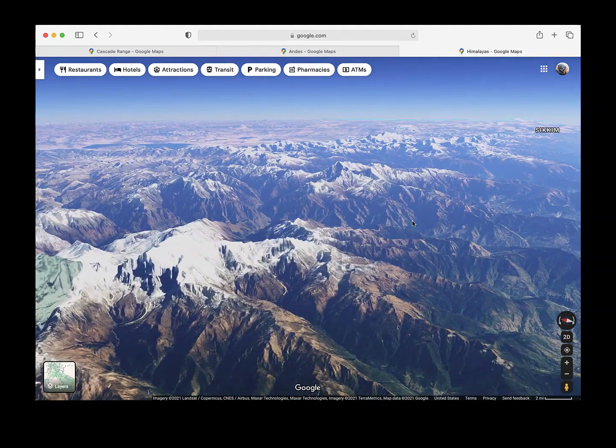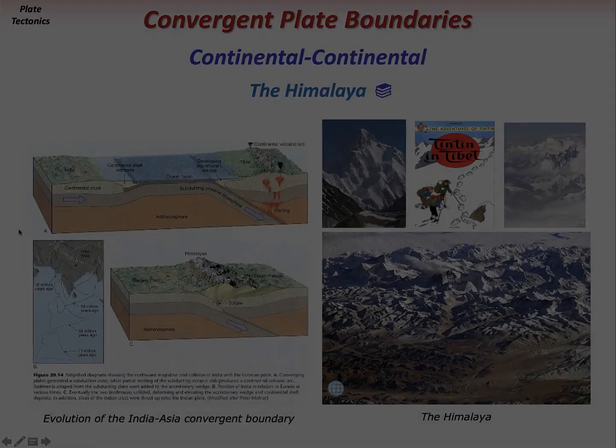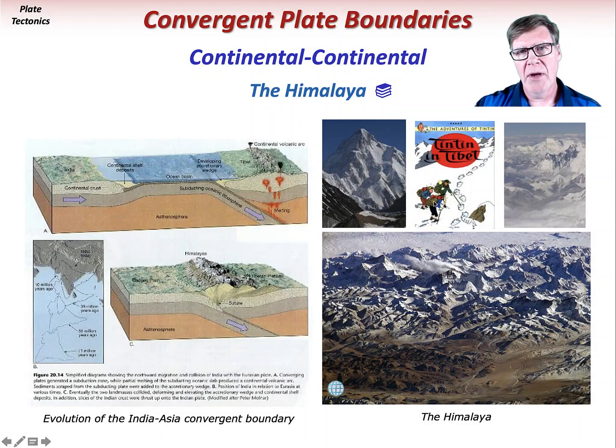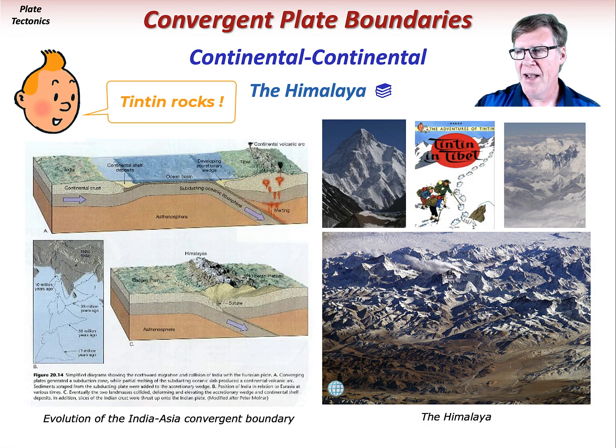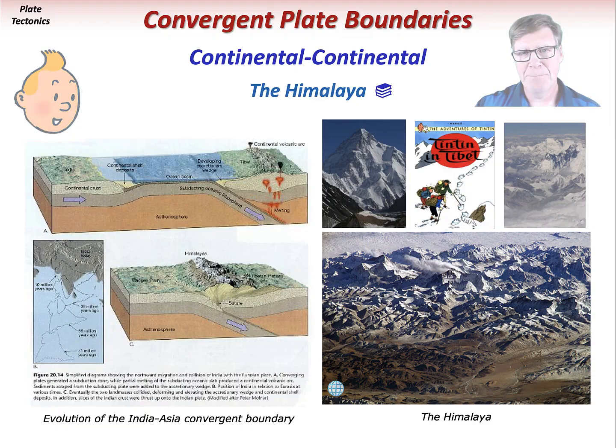These are different than the island arc mountain ranges, which have the beautifully conical stratovolcano mountains. These are tectonic mountains. Of course, one of my favorites as a child was Tintin. Tintin in Tibet was one of the books in that series.